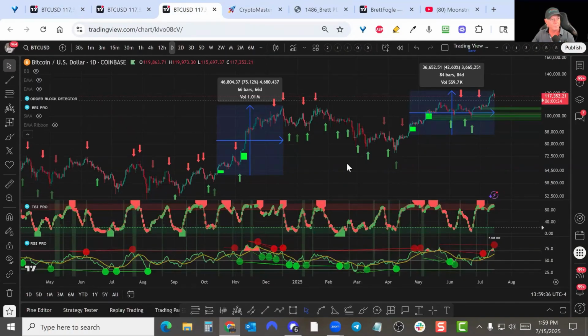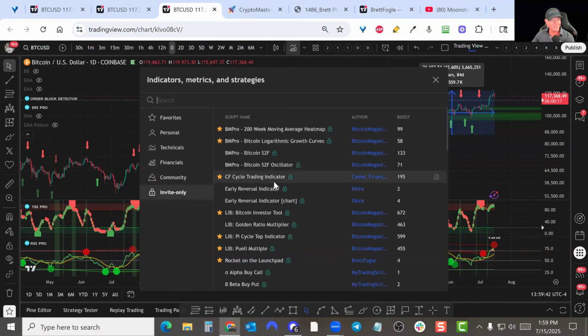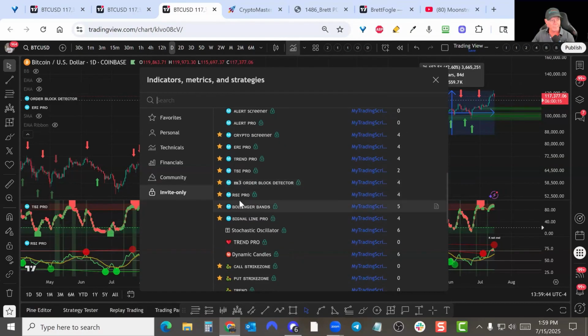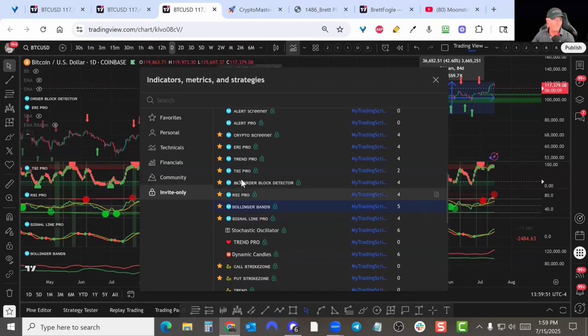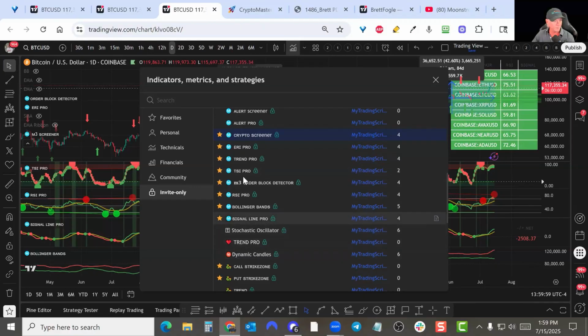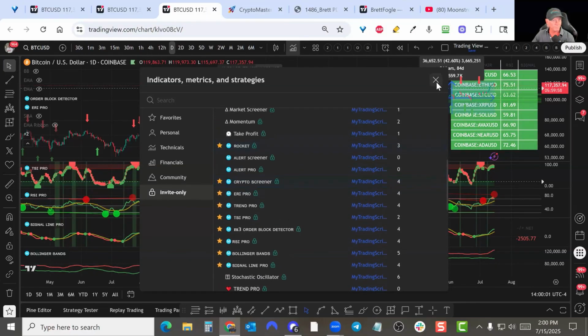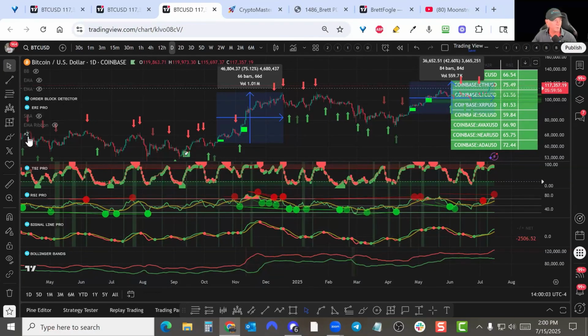And so for creating a new template, I want to have my signal line, which is our version of a MACD combined with a few other things. And I want to have Bollinger Bands and everything else I think I have. Crypto screener. Do the crypto screener. Do I have the rocket yet? I want them all on here. There. Even if I'll hide some of them here in a minute.